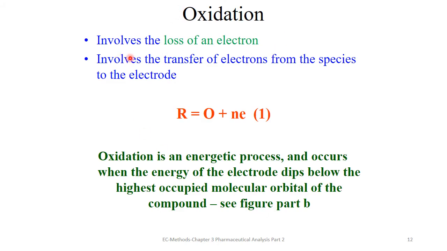Oxidation involves the loss of an electron. It involves the transfer of electrons from the species to the electrode. Oxidation is an energetic process and occurs when the energy of the electrode dips below the highest occupied molecular orbital of the compound.